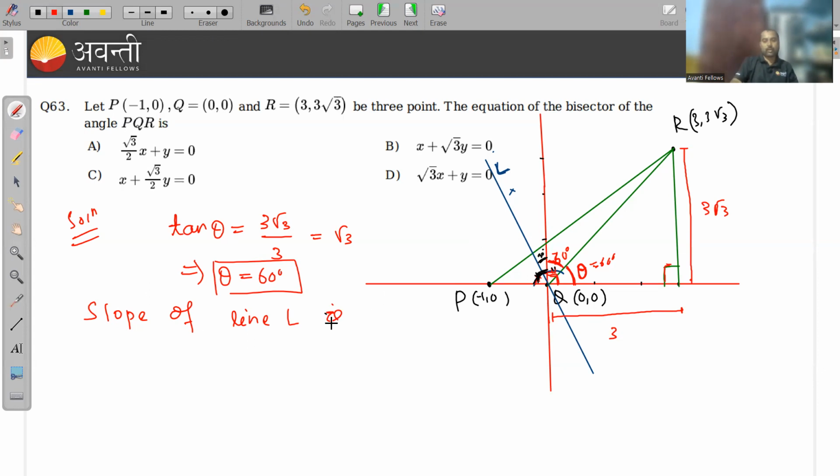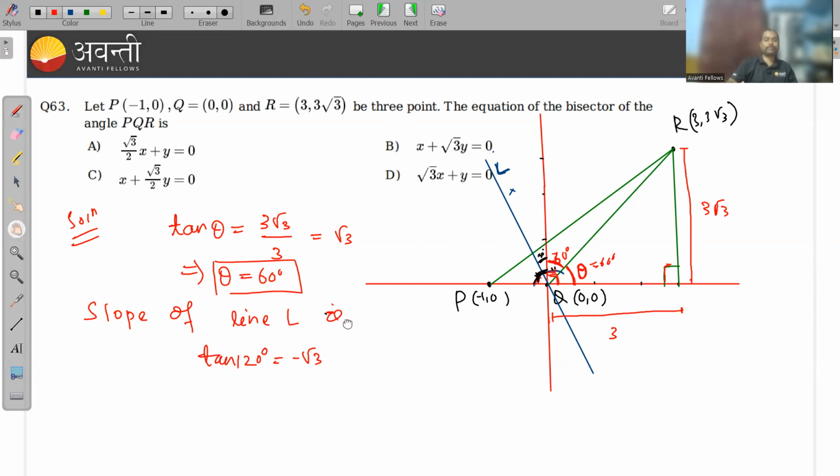So slope of the line L is tan of 120 degree. So what is tan of 120 degree? Tan of 120 degree is minus root 3. Okay, the slope of the line L is minus root 3. So this is my slope of the line, and it is passing through the origin.